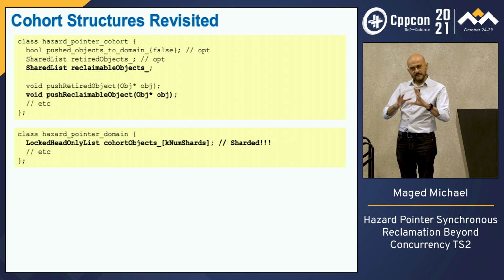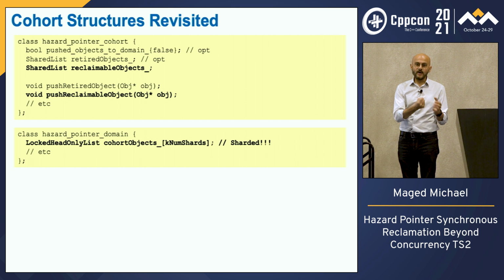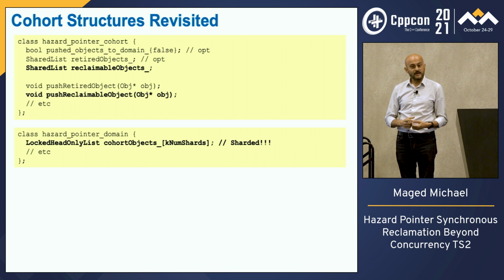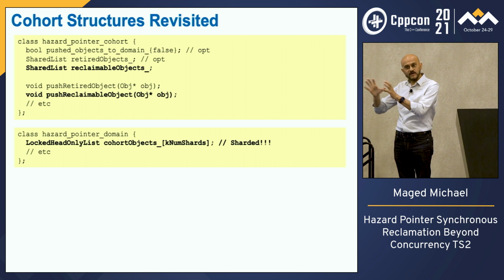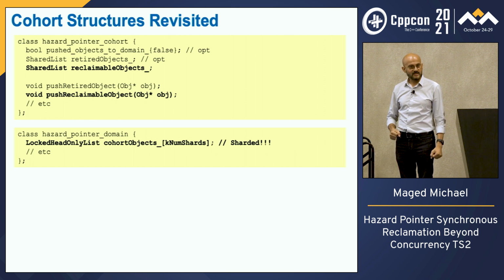I'm not sure I'm answering the question, but before retiring the object, we're actually associating it with a specific cohort. So whenever we look at a retired object, we know which cohort it belongs to. How do you identify it? We include the cohort identity in the object-based structure. Does that answer your question?